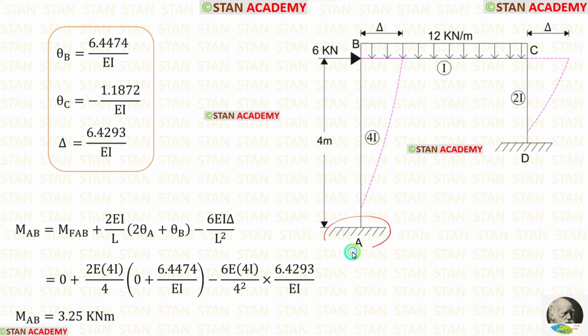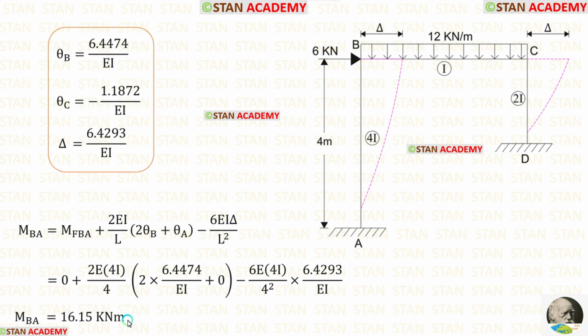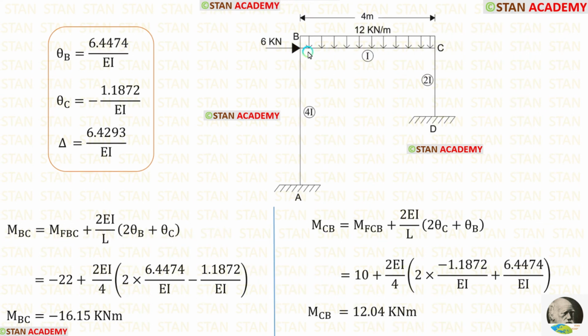In the point A, we have fixed support. So theta A will be 0. After applying the values of theta B and delta, we are getting MAB. In the similar way, we can find MBA. Now let us make the slope deflection equations in the beam BC. In the equations, first let us apply the fixed end moments. Length of BC is 4. Let us apply that. After applying the values of theta B and theta C, we are getting MBC and MCB.